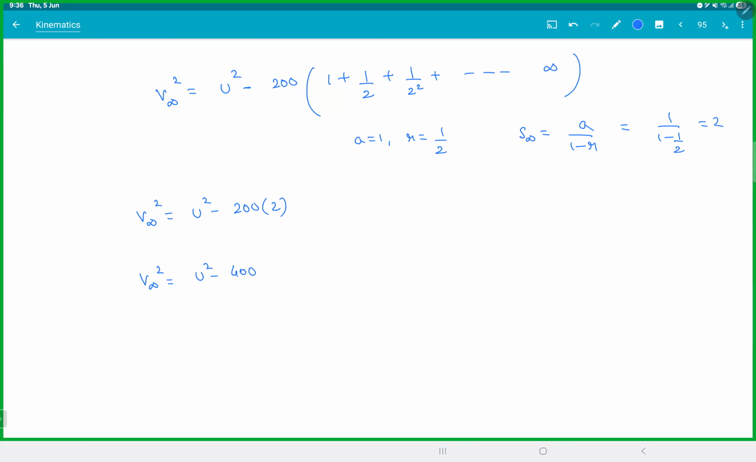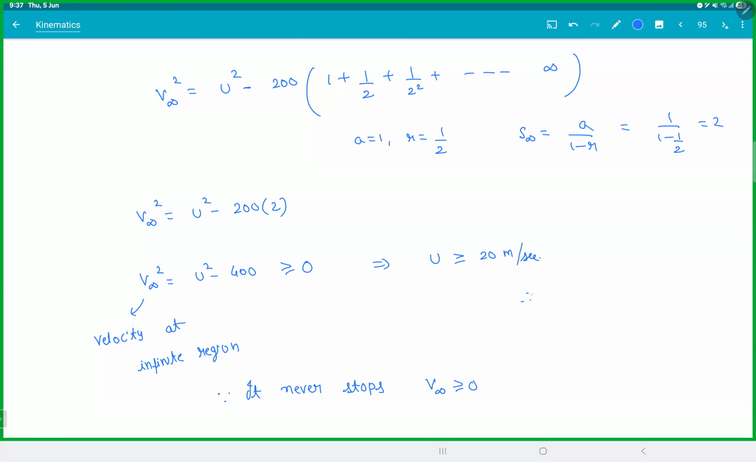Now you said it never stops. It never stops, meaning the V infinity must be always greater than or equal to 0. This is the velocity at the infinite boundary. Remember, infinity is not a number, meaning you'll never reach there. Since it never stops, velocity at infinity must be greater than or equal to 0, because you never reach infinity. This turns out to be u must be greater than or equal to root over 400, which is 20 meters per second.